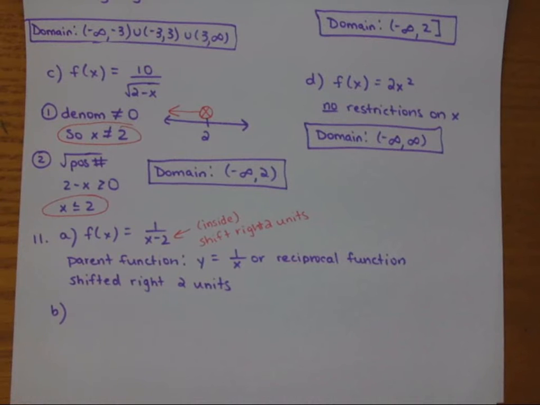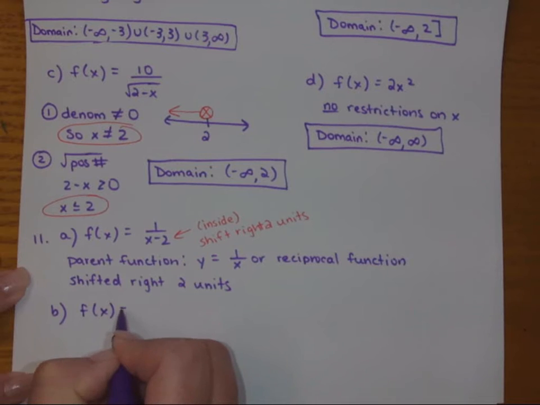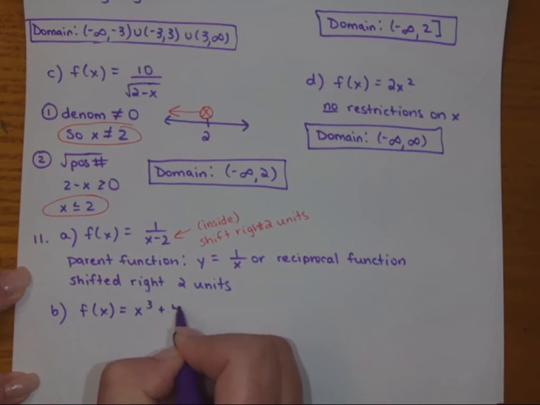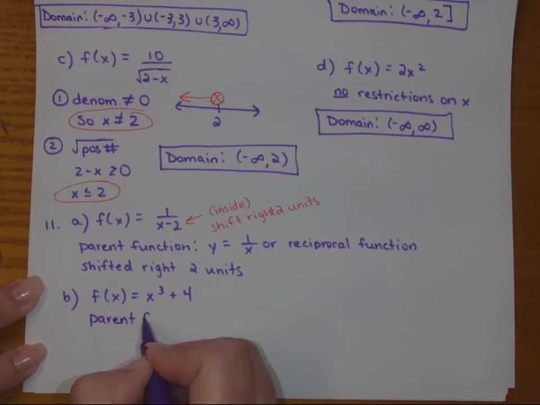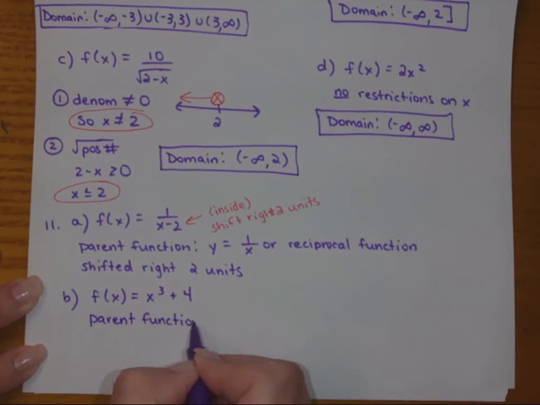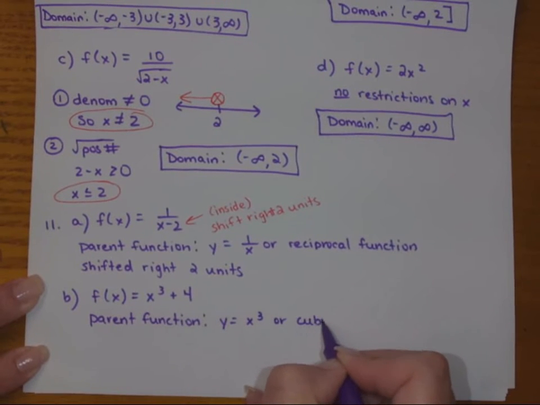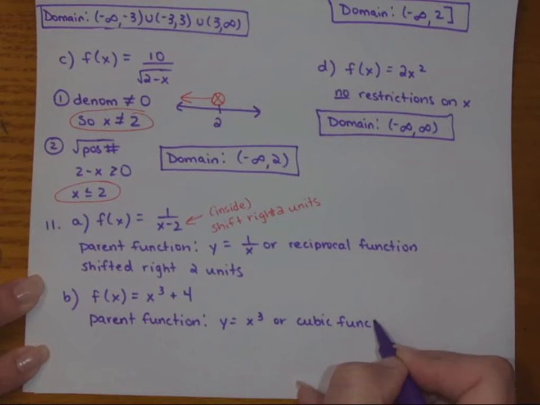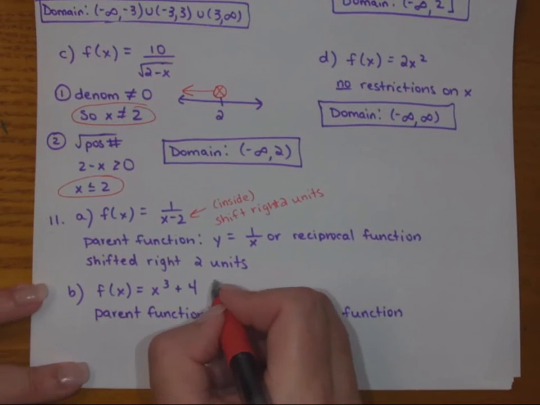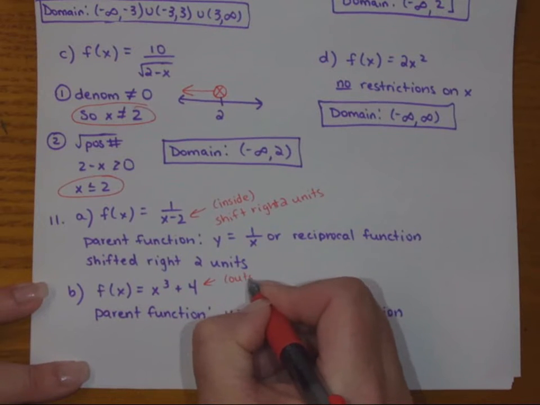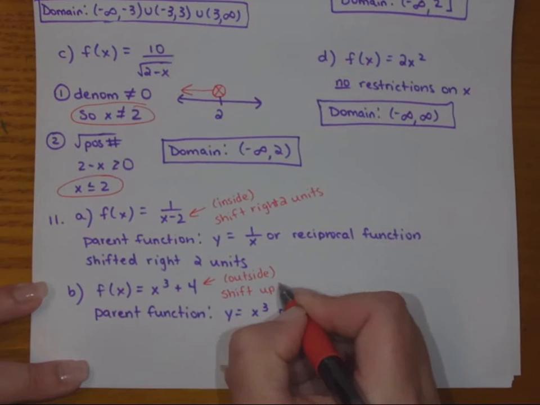Okay, so you need to know two things: what the original looks like, what the parent function looks like, and then what change is being made. Okay, so notice for this one, the parent function I think is more obvious. So the parent function is y equals x cubed, or the cubic function. Okay, but notice this time the +4 is on the outside. And when it's on the outside, it represents a shifting up or down. So this would be a shift up 4 units.